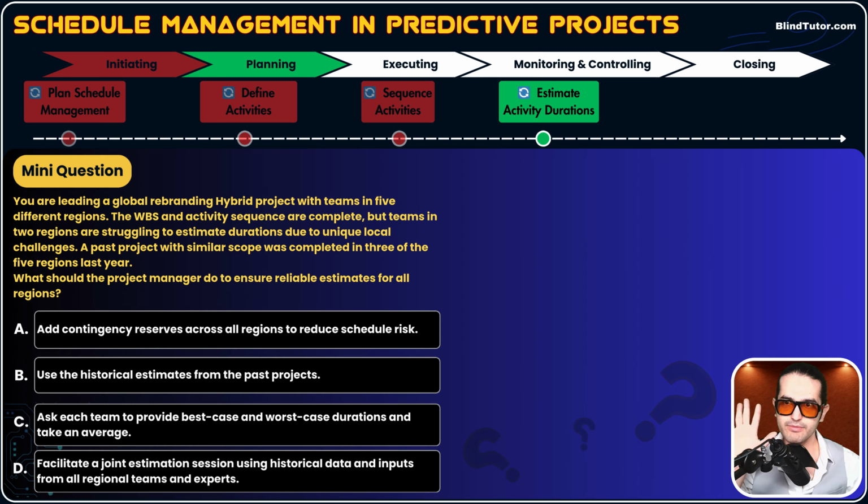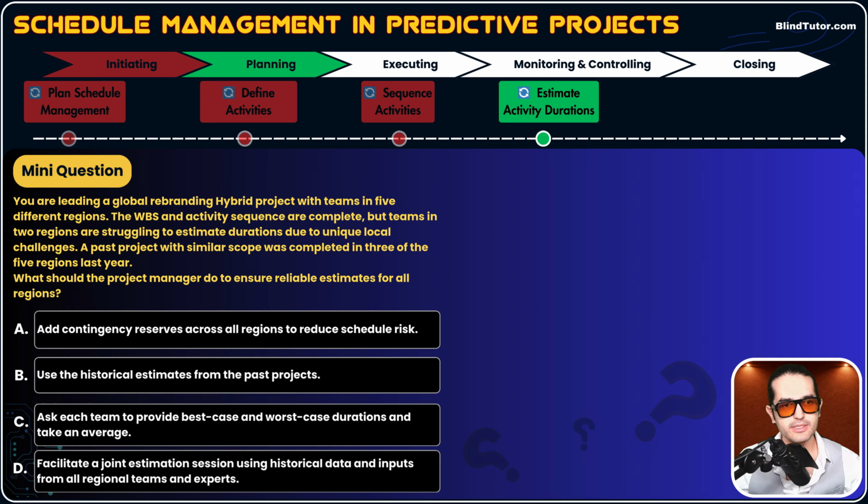So we have 5 regions. 2 of them are struggling to do the process of estimate duration. Why? Because they have unique local challenges. But 3 are fine. Why fine? Because those 3 have a past project with similar scope, but the other 2 do not. So how do you, as a project manager, ensure reliable estimation?